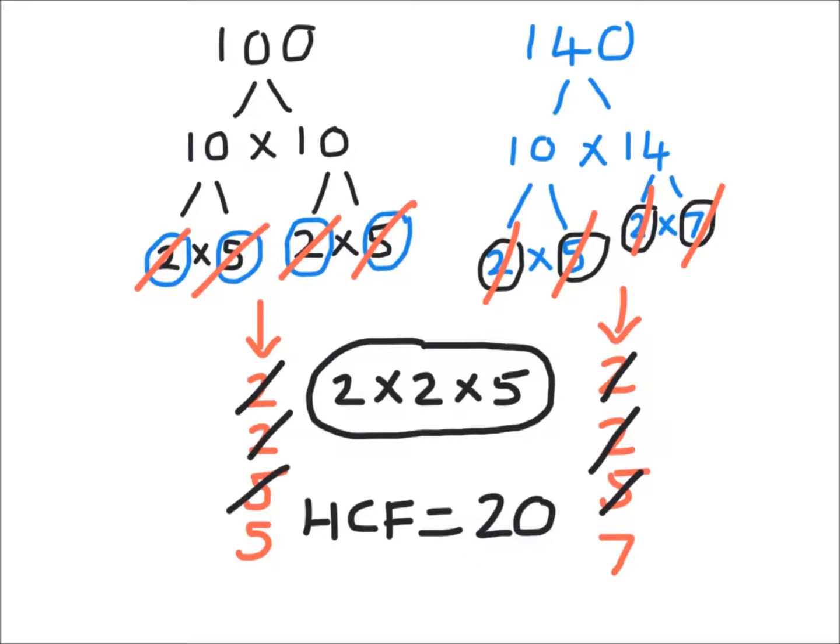Now, that might seem a little bit long-winded, and in this instance you might have a point because 100 and 140 are quite easy numbers to work with. In the next example, we're going to work with larger, more awkward numbers to see how this process of finding the highest common factor through prime factorization is really useful. So let's look at another example.